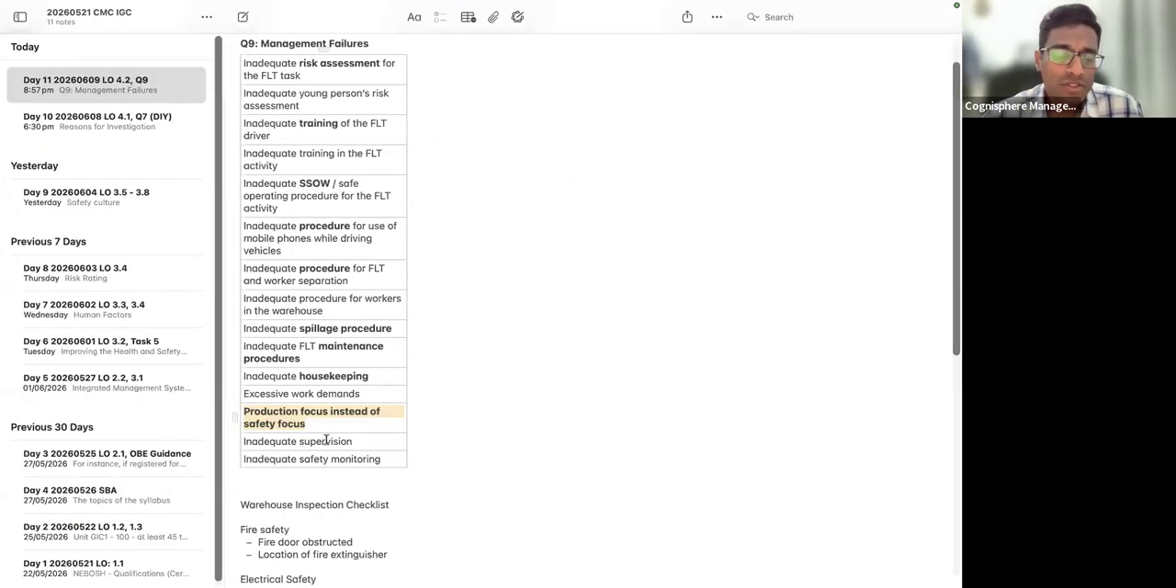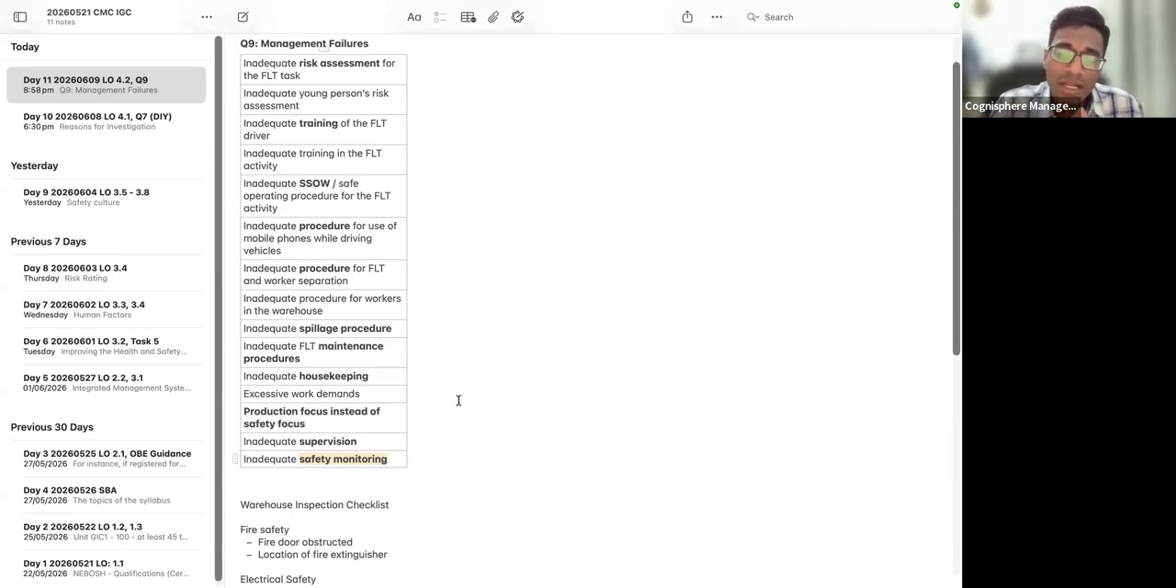And then inadequate supervision. If proper supervision was happening, then that oil spillage would have been identified. The storing of goods on the aisle would have been identified. Use of mobile phone would have been identified, and the behavior would have been corrected. So there is no supervision or safety monitoring. Whether it is a safety tour or a safety sampling or a safety inspection, nothing is happening in that warehouse. So these are the management failures that have led to the accident.